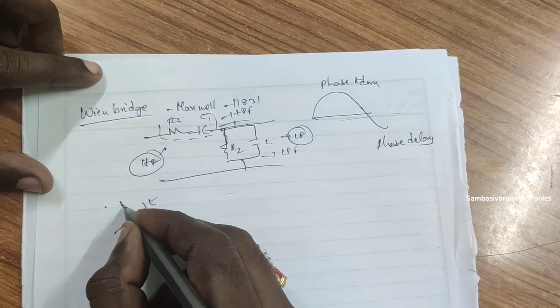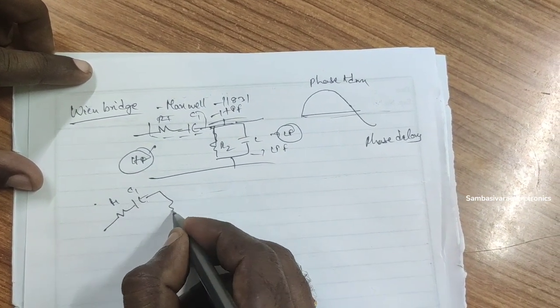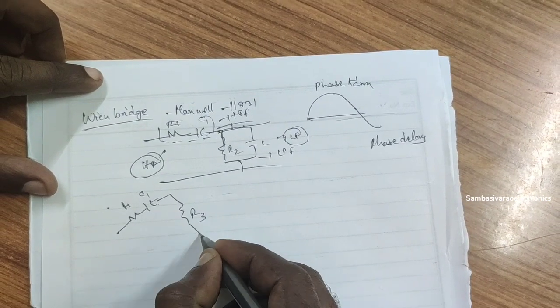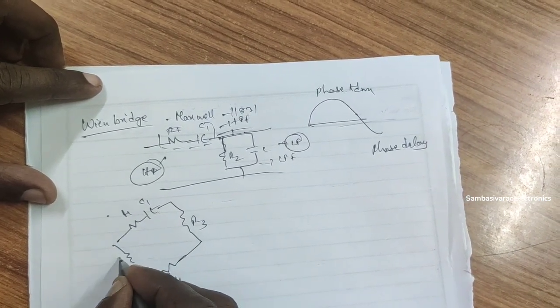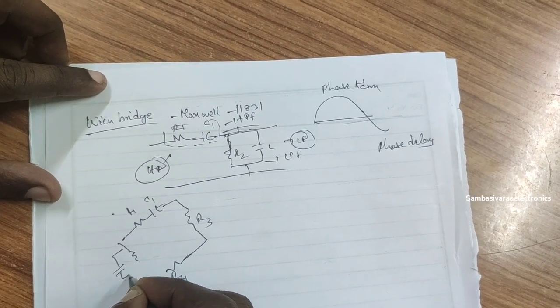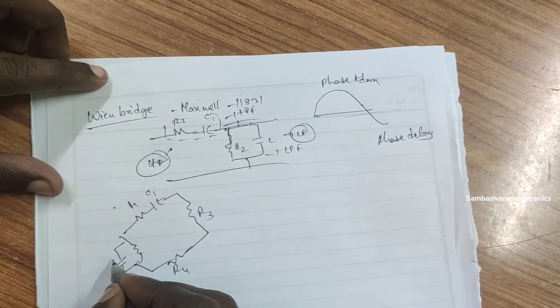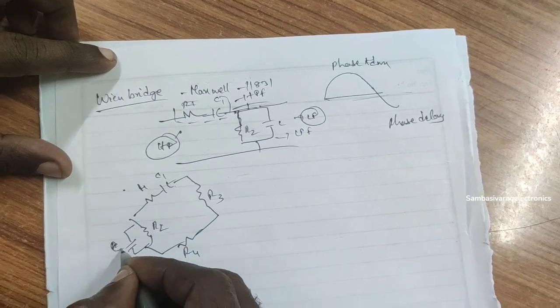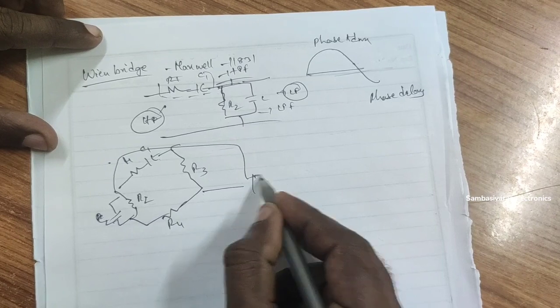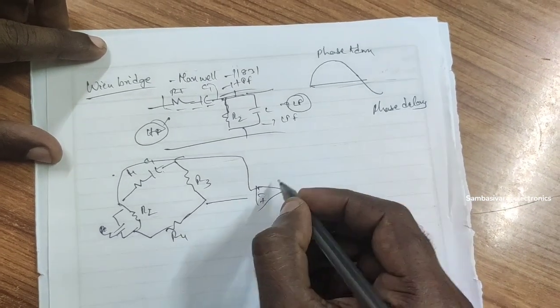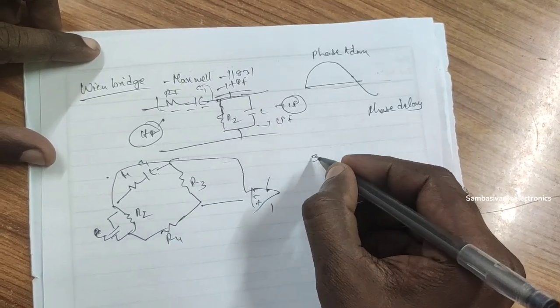Okay, these sections are being constructed into a Wien bridge circuit. Nothing but in terms of bridge, we are constructing the entire circuit to a bridge like this. Okay, like this, the circuit has been redrawn to a bridge circuit. Okay, then this circuit is again connected to an op amp.